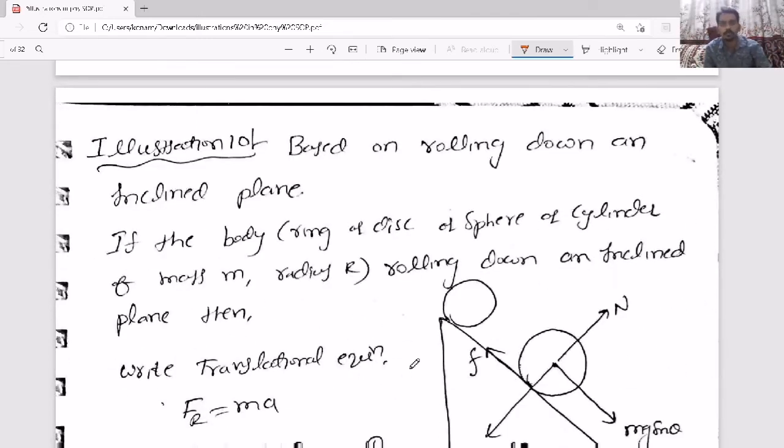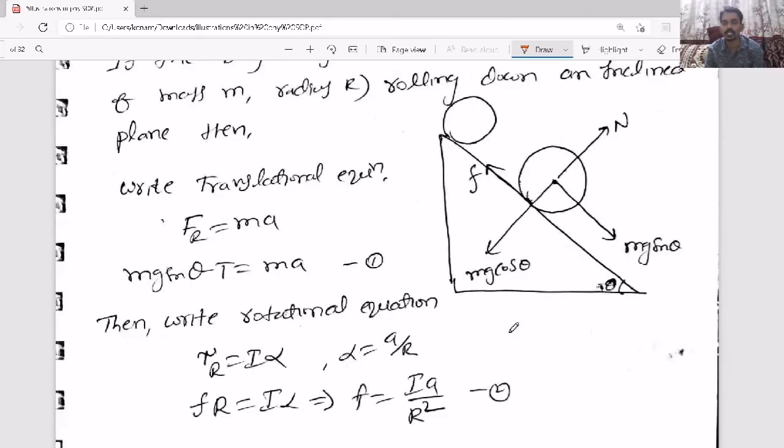Now, one more thing based on rolling down an inclined plane. Same rolling, but now it is rolling down an inclined plane. Then you will take the components of forces, same as we did in laws of motion. Then you can make one equation as the translational equation, that is resultant force equals mass into acceleration, and another as the rotational equation, that is resultant torque equals I into alpha.